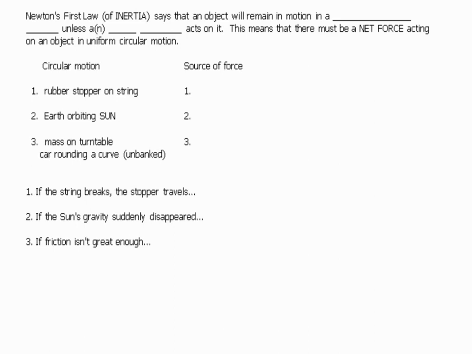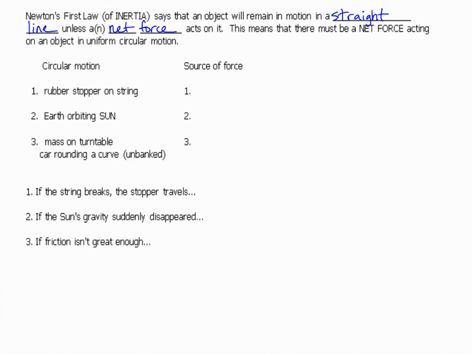Okay, so we're on page 6 talking about circular motion. Newton's first law of motion, which is the law of inertia, says that an object will remain in motion in a straight line unless a net force acts on it. This means that there must be a net force acting on an object that's moving in uniform circular motion. There has to be a net force, otherwise it would be traveling in a straight line, not a circle.